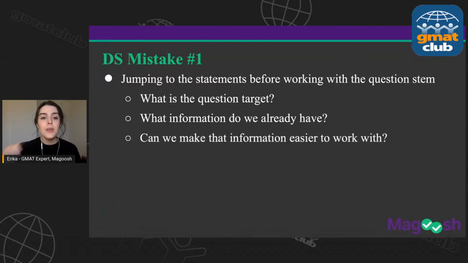And then finally, can we make that information we already have easier to work with? So if they've given us an equation, all right, can we make that equation simpler? Is there anything we can do to take that equation from 10 terms to 2 terms, right? That's going to make it easier to process, and it's going to set us up more for success with the question. So take your time with the question stem before moving on to the statements. It'll help you go faster, and it'll help you get problems right.